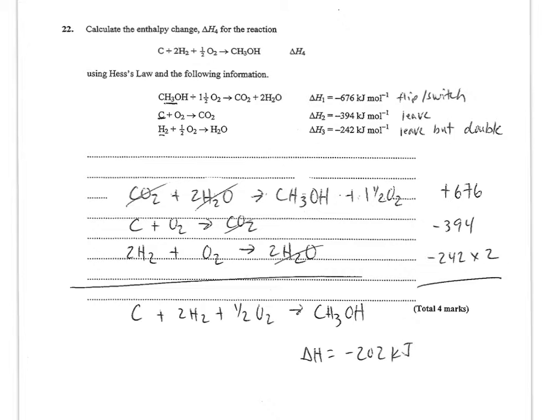So I actually showed you my 3 equations after I flipped the first one, left the second one, and then doubled the third one. And then along the right side, you can see the changes. I flipped the negative 676 to positive, left the negative 394, and doubled the negative 242. And I came up with an enthalpy change of negative 202 kilojoules.